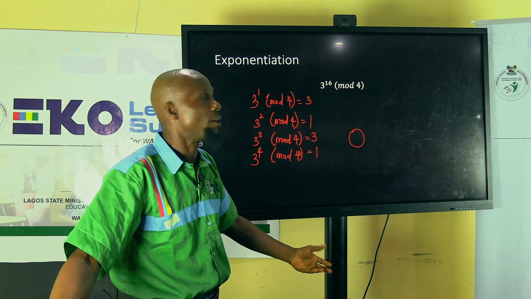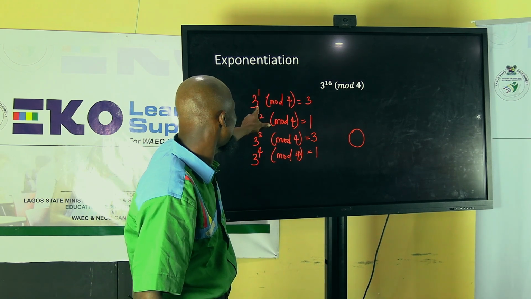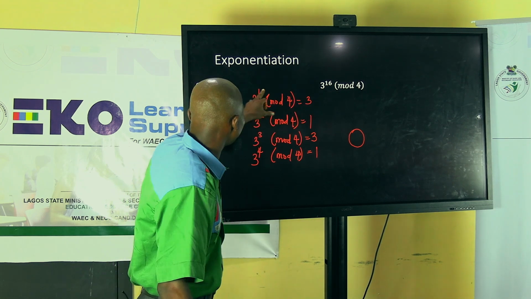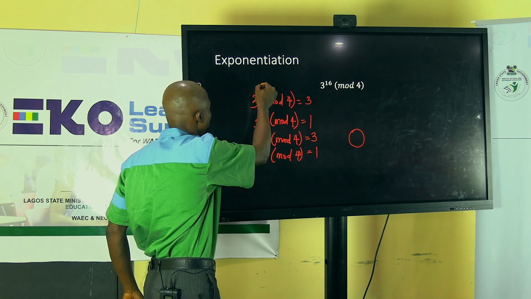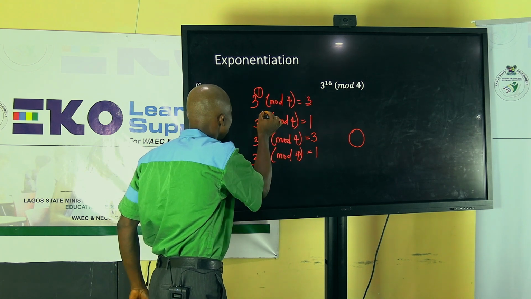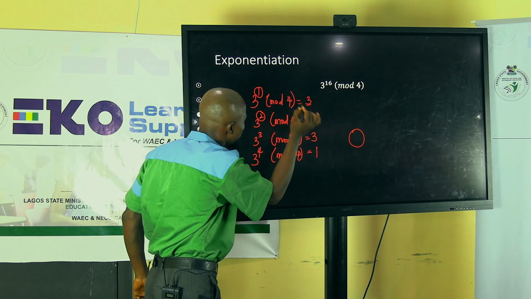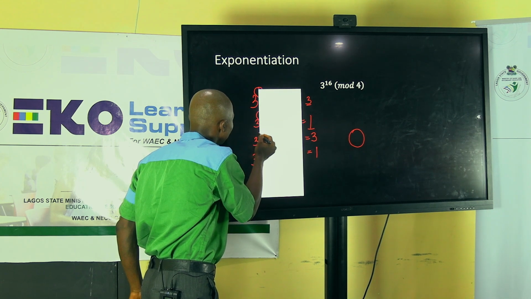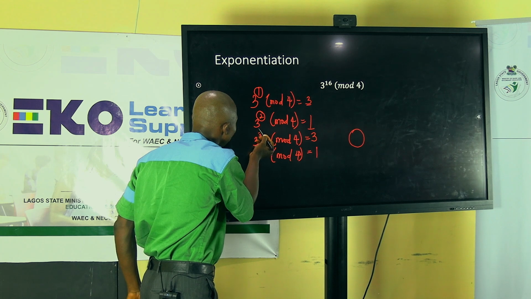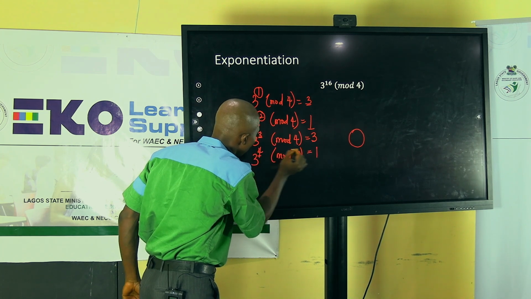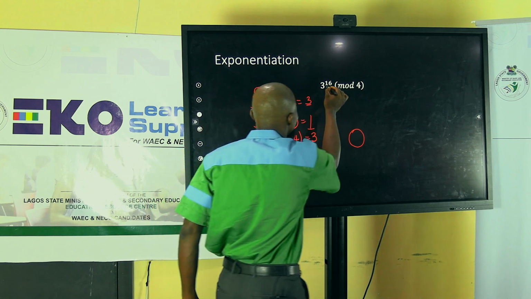Or in JAMB. Alright, so in this case, we have 3 raised to power 1 modulo 4. Anytime the power is odd, the result is 3. Anytime the power is even, the result is 1. Does it work here? Yes, it works here too. This is odd power, we have 3. Even power, we have 1.